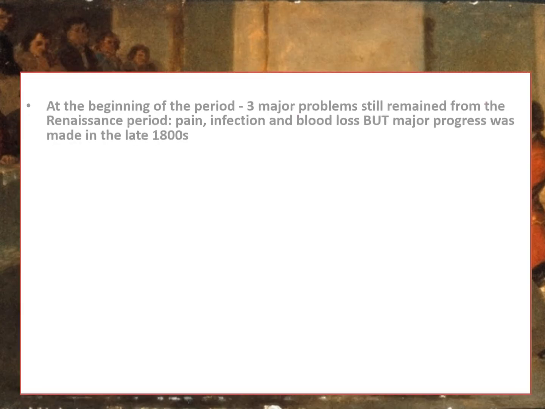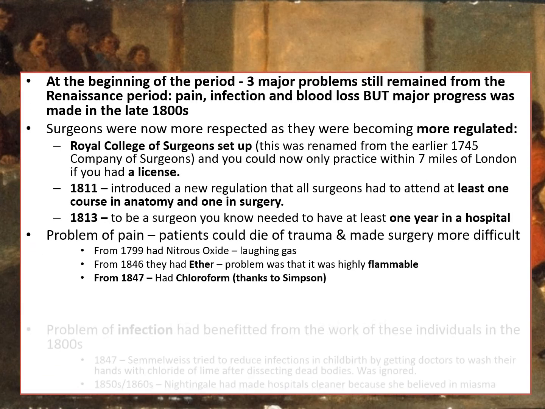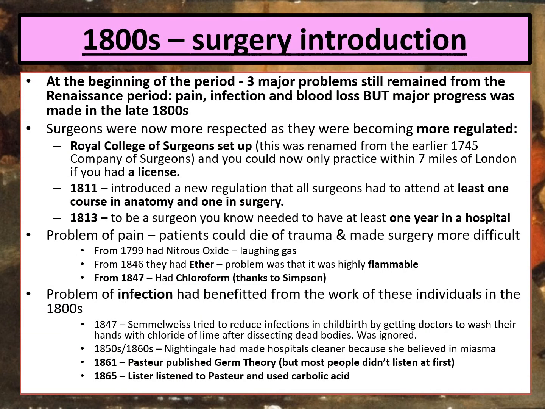We're now going to think about the 1800s and what surgery was like in this time period. So at the beginning of this period, the three major problems of pain, blood loss and infection still remained, but there had been some major progress that was made from about the 1860s onwards.